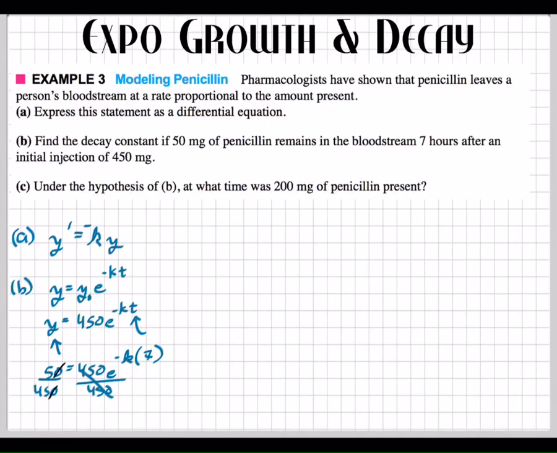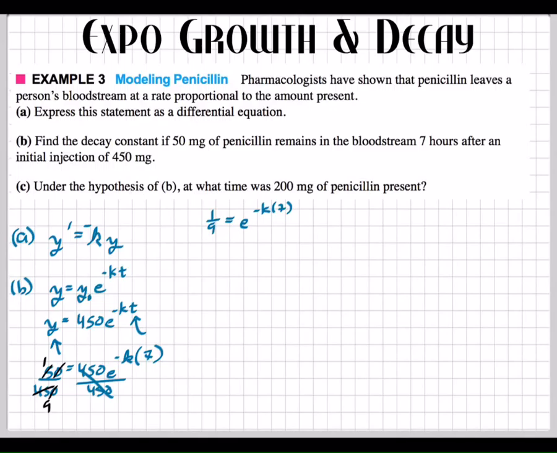Divide by 10, divide by 10. Ooh, I can divide by 50. I should divide by 50. 50 divided by 50 is 1. 450 divided by 50 is 9. And so now we have 1 over 9 equals e to the negative k times 7. No, not t. 7.